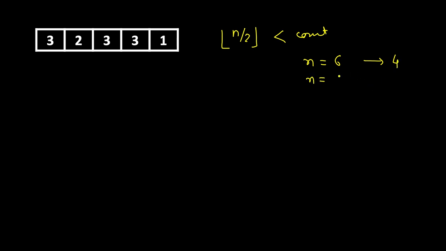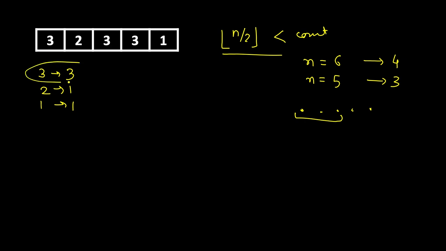If n is odd, say 5 elements, then n by 2 will be 2, so more than that will be 3. So it should occur 3 times, at least. It can occur 4 or even 5 times. And if n is 6, then it should occur at least 4 times. So always more than half. Now in this example, 3 occurs 3 times, 2 occurs 1 time, and 1 occurs 1 time. The total count was 5, so 3 is a majority element.